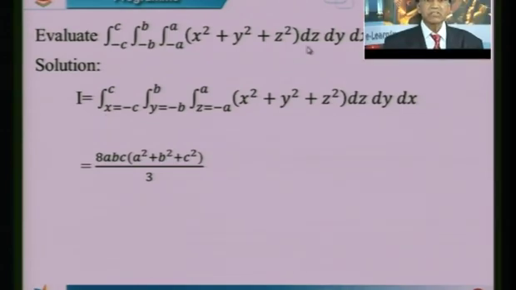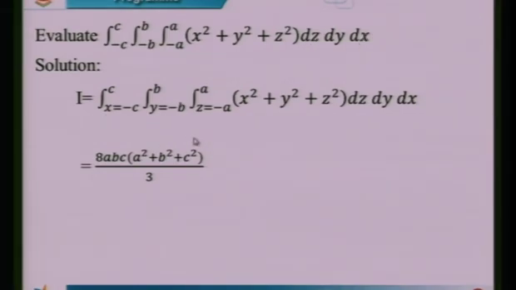For example, according to the order dz, dy, dx, the outermost integral is with respect to dx, the middle integral is with respect to dy, and the innermost integral, z equal to minus a to plus a, is the variation for z. This is I equal to the triple integral of x square plus y square plus z square dz, dy, dx. Then how does this triple integral go for constant limits?